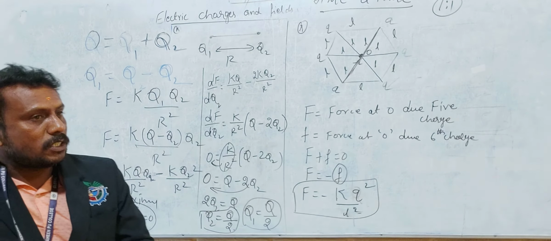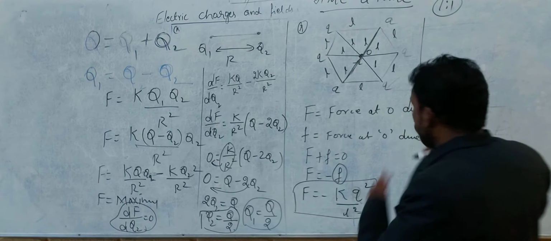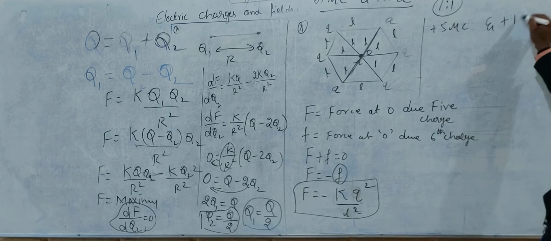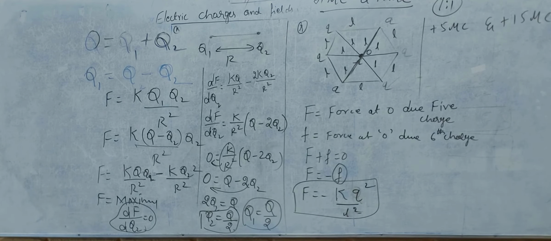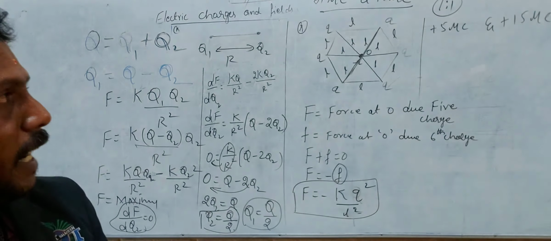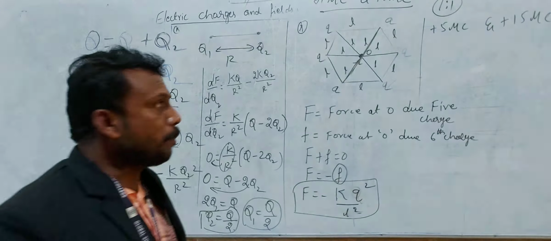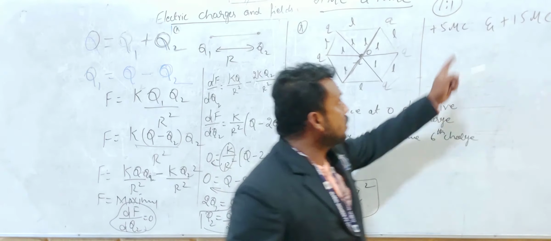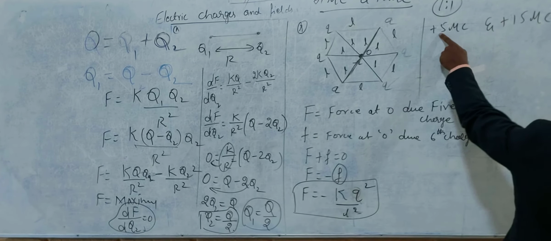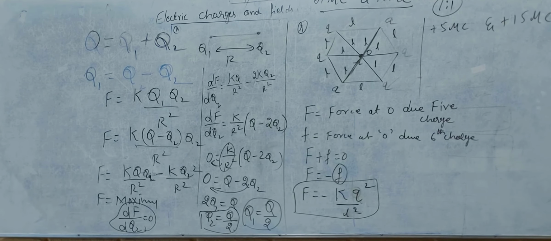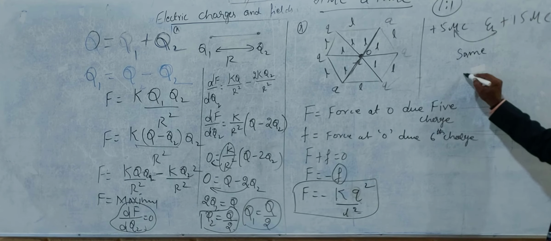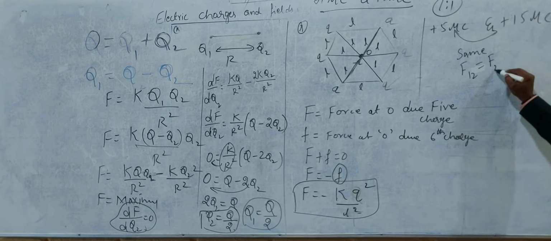The ratio is 1:1. For example, another question: consider a plus 5 microcoulomb charge and a plus 15 microcoulomb charge. Which charge repels the other with greater force? Because these two charges are positive, the repulsive force between these two charges is the same, because F12 is equal to F21.